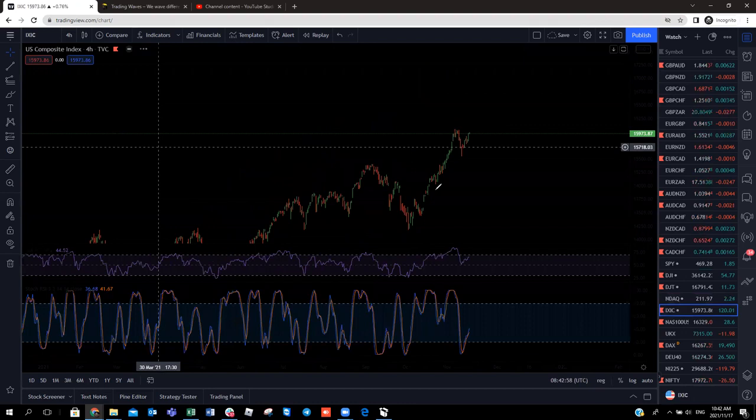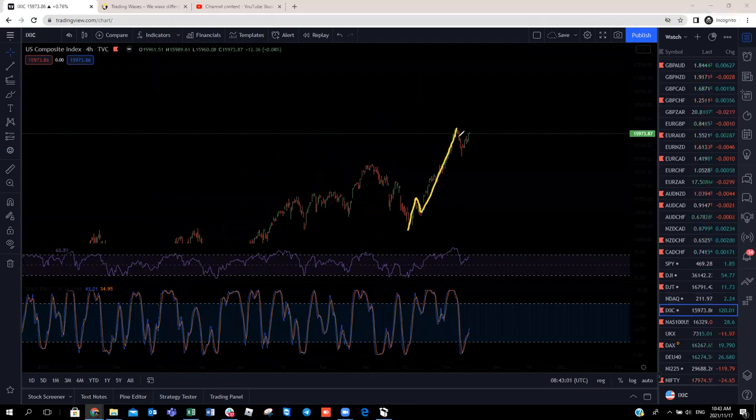Five waves, as you can see as well. 1, 2, 3, 4, and 5. More upside. So it's all impulsive, guys. Just impulse on the indices.